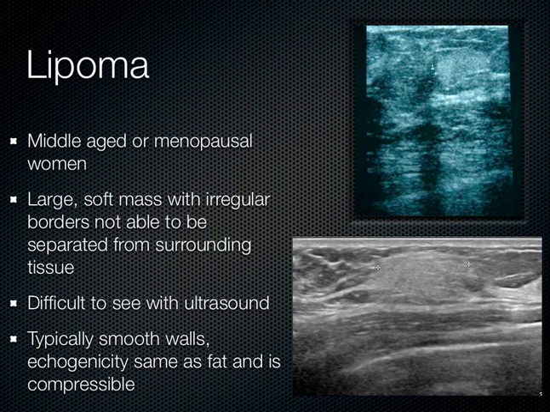Then there's lipomas, and this occurs more often in menopausal or middle-aged women, and just sort of large, soft masses with irregular borders. You can't seem to separate them from the surrounding tissues. These are difficult to see on ultrasound. You have to really strain your eyes, but they usually have smooth walls, and the reason why they're so difficult to see is that they have the same echogenicity as fat. So we can see this lipoma here, and when you compress these, they're easily compressible.